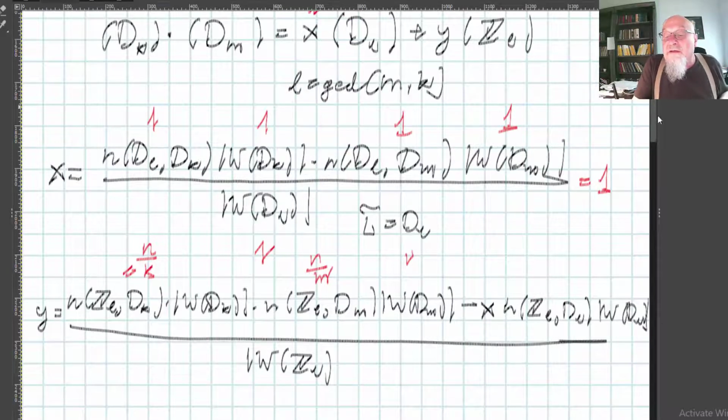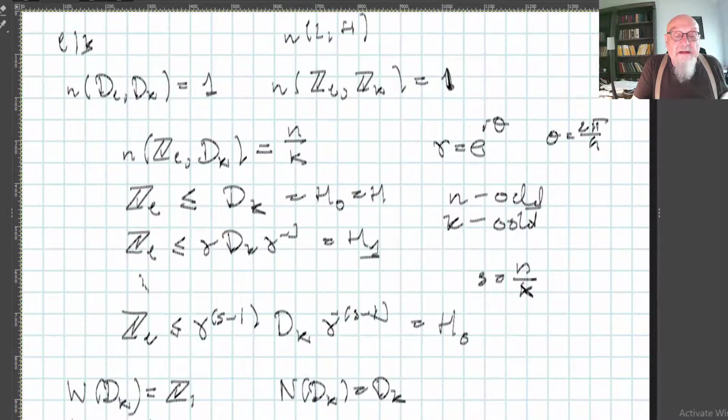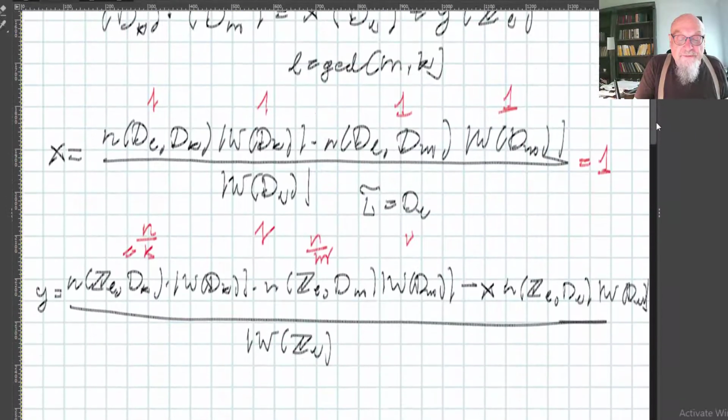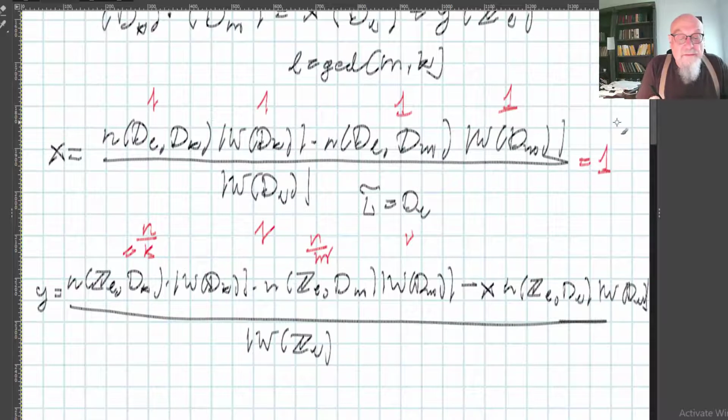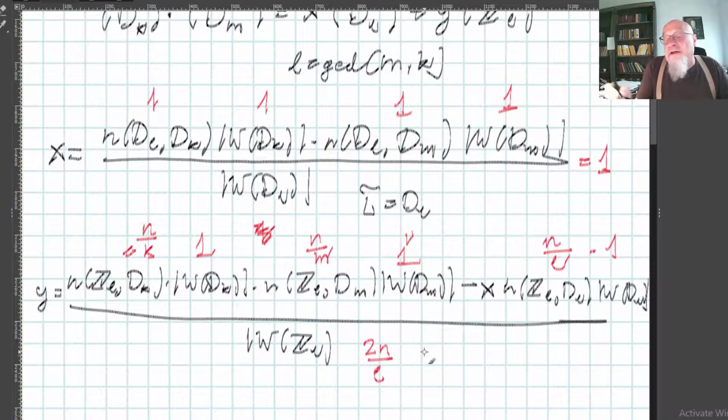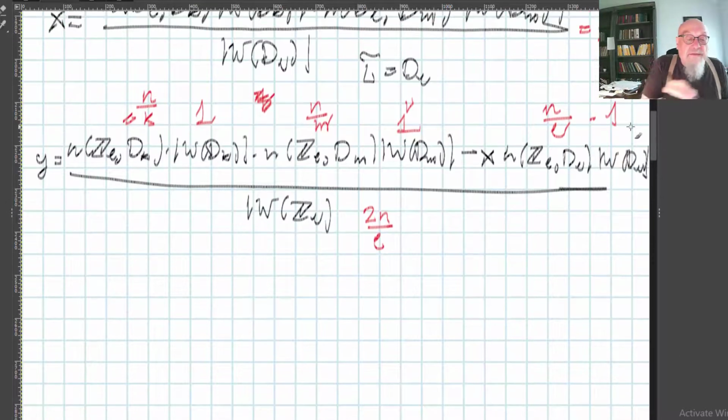Let me check it. Is it? N. So this is here. Yes, that one. So, and then the volume is equal to, so this one is 1, this one is 1, and that one is n divided by L, and that one is again 1, and this value here is 2, n divided by L. Okay, we got a number.